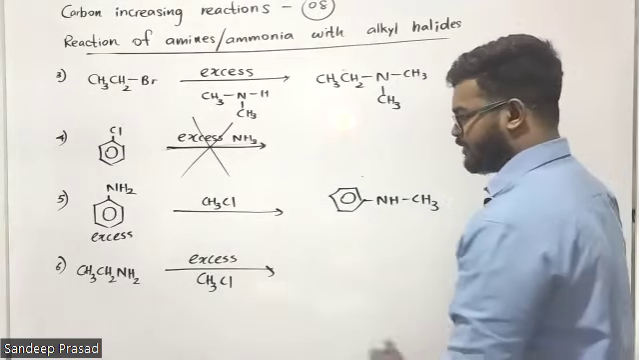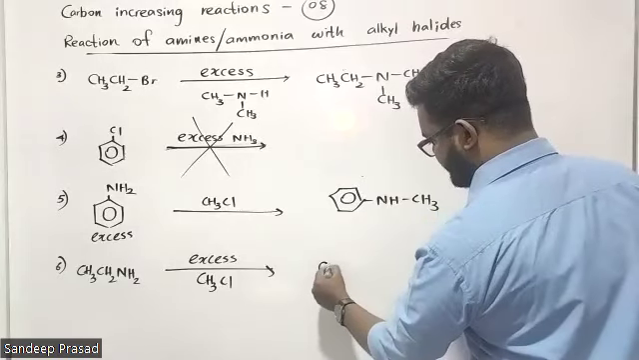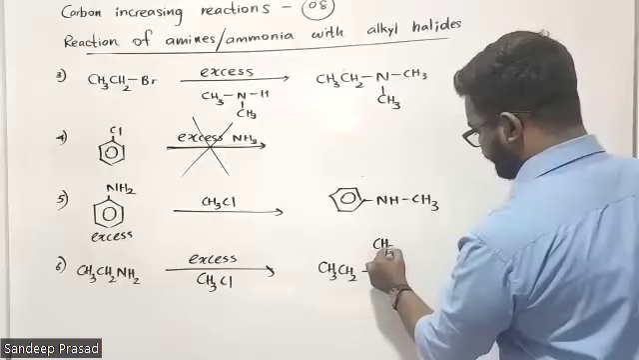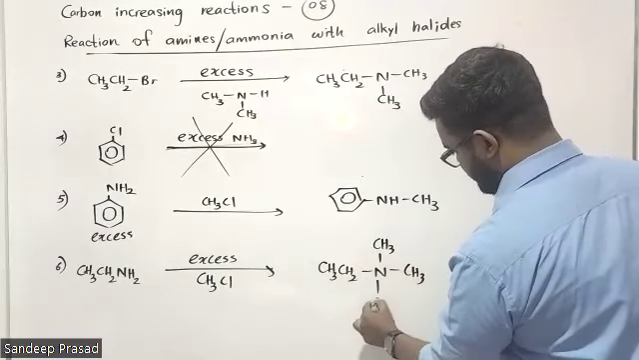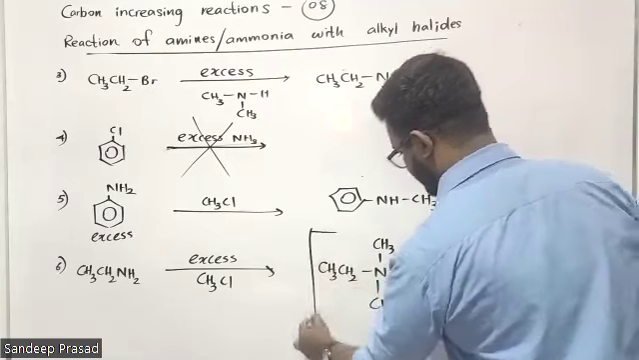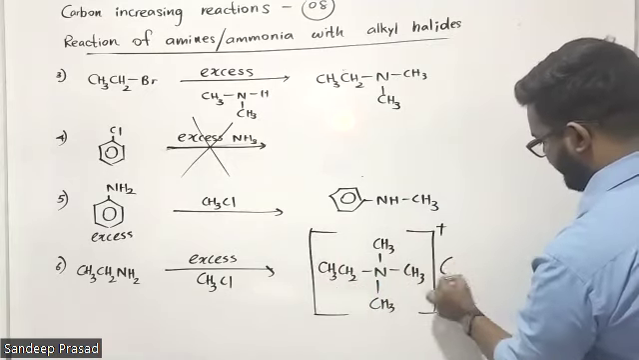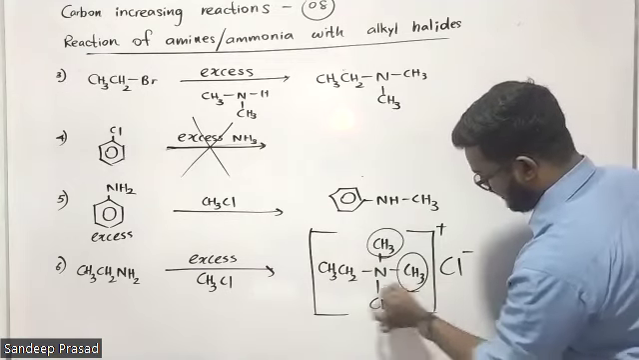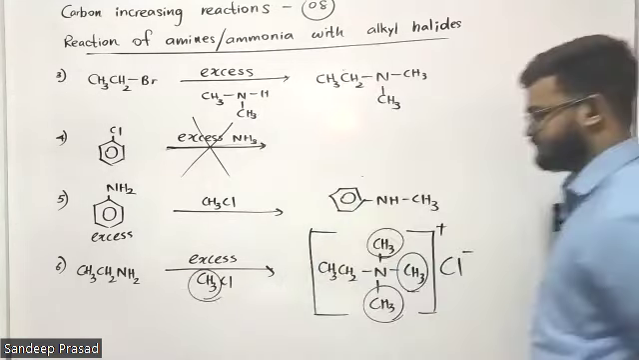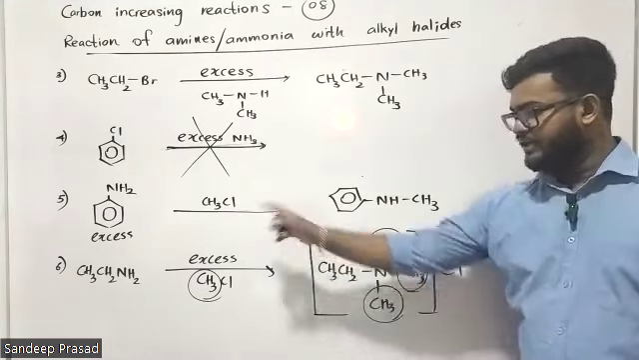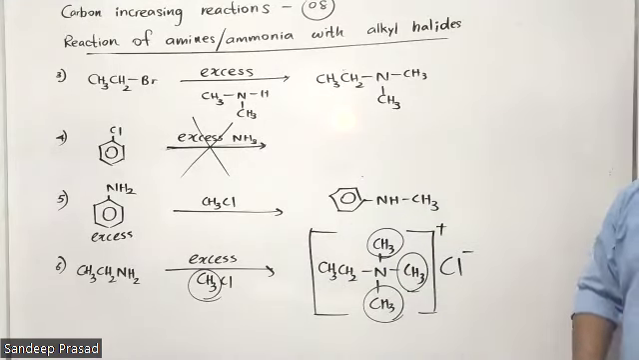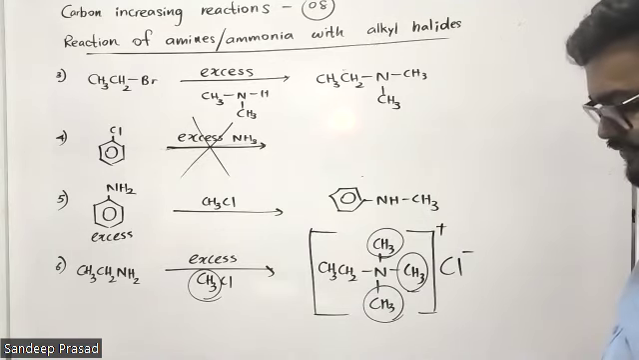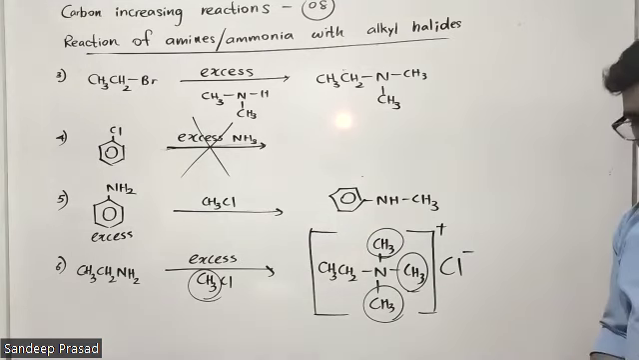Quaternary ammonium salt. So the quaternary ammonium salt should be like this, CH3CH2. So that alkyl group is coming from the CH3Cl. So therefore, 3 CH3 groups are coming here. Nitrogen is positively charged and Cl minus. Okay, so these 3 CH3 groups came from the alkyl halide. This ethyl group was already on the nitrogen atom. Try to understand. Number 6. This is what happens if we don't add excess aniline.